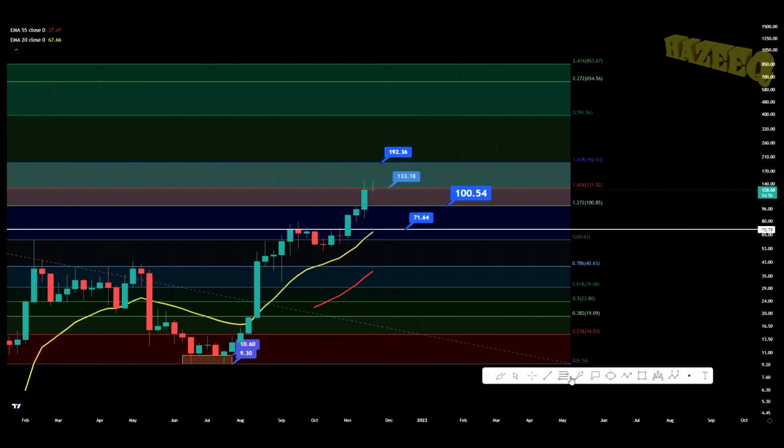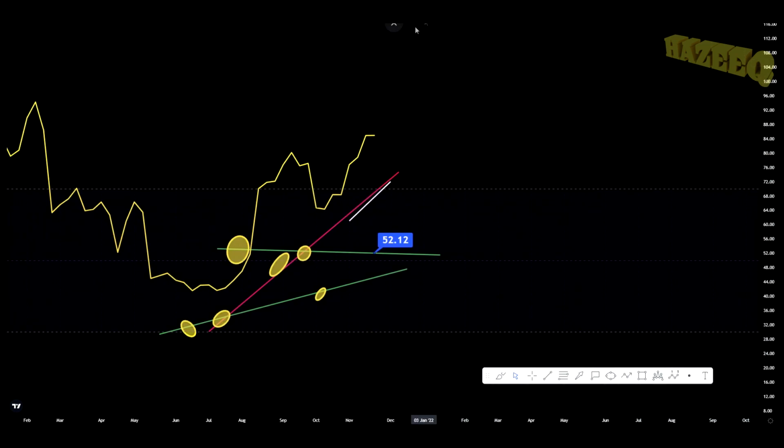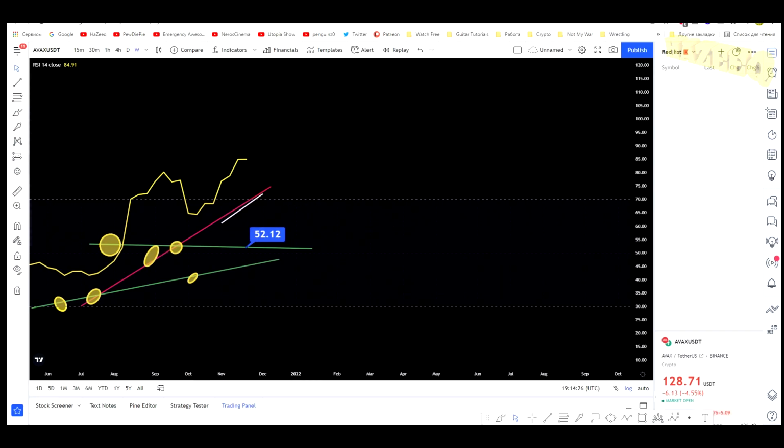So my last entry point would be here at $192, and I may just leave 10% of my AVAX coins just to see how far they can ride out. Okay, so that's maybe what I would do. Now, let's jump into the daily chart.